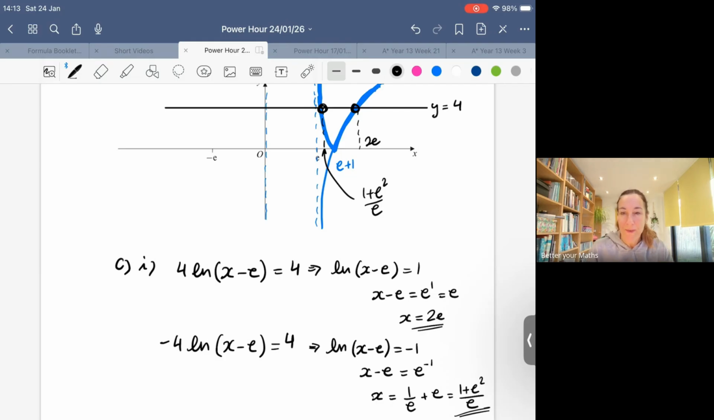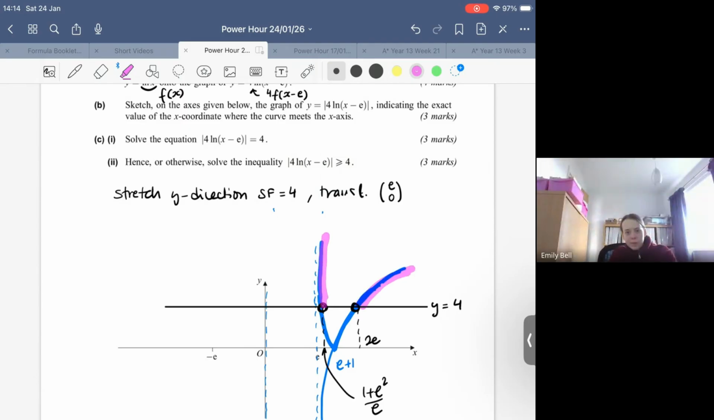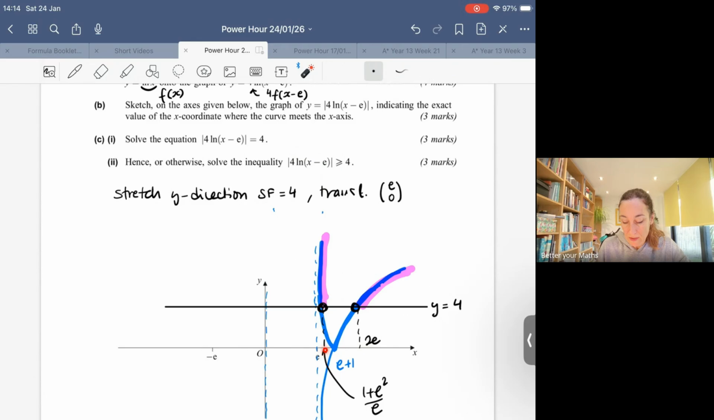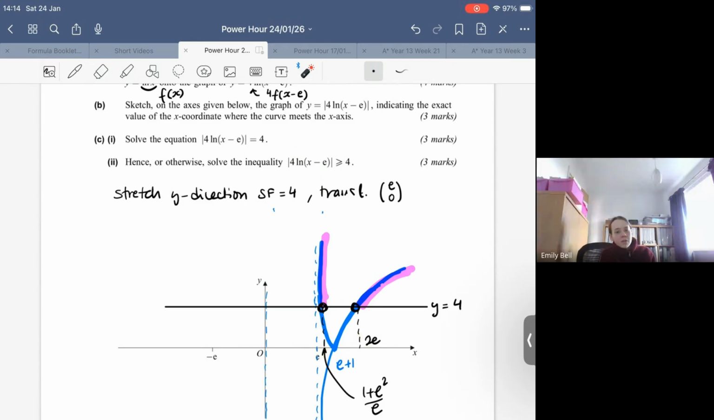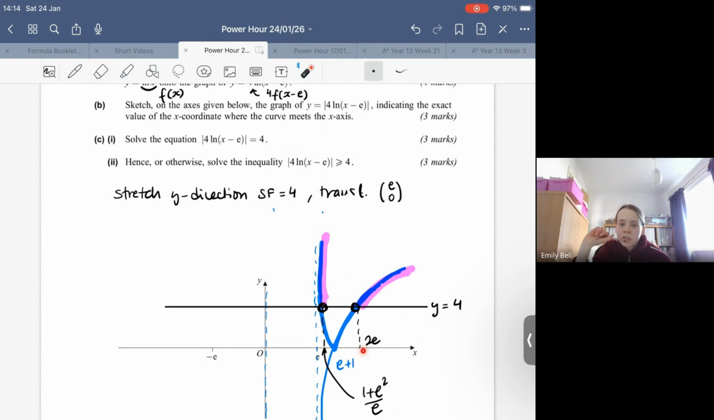What is my answer to the inequality? Emily, when is my modulus function greater or equal than 4? What am I going to write? Is it when x is greater than or equal to 1 plus e squared over e? This one is this point. So x is going to be greater or is going to be smaller? Smaller, exactly. And here, it's greater than or equal to 2e.